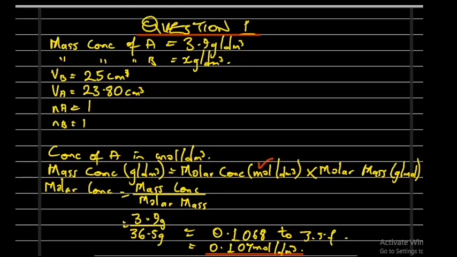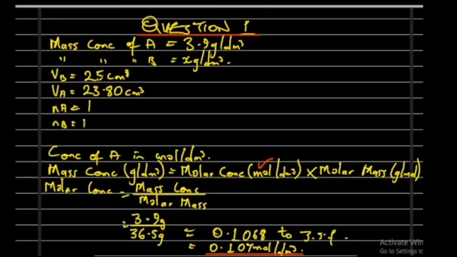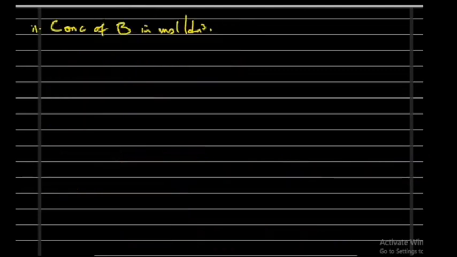So that is that. And then let's go to the second question, number 2, that says the concentration of B in moles per dm cube. Remember, we listed out some of the important materials that we have. We can see all of this here. So we have our molar concentration for A to be 0.107 moles per dm cube. That information is going to be added to all of the information we have here, such that we will have this to be the formula.